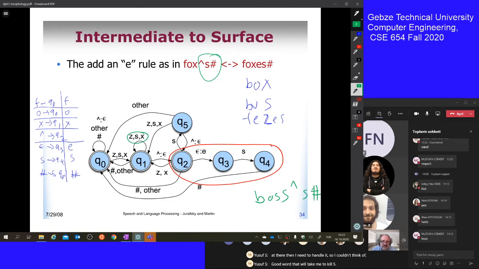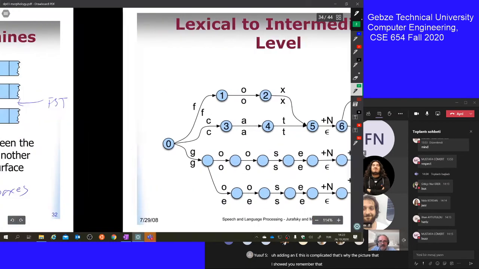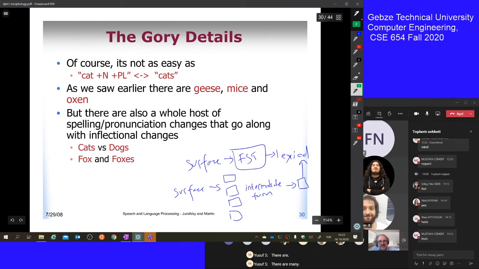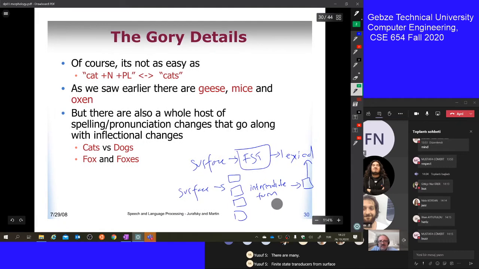Okay, but it looks like if you see an S, you just go there, and if you see a caret, you come back. Because the only way to move from Q1 to Q2 is the caret, and caret is not used for only this rule, there are many other rules. So it looks like this thing is complicated. Even such a simple rule like adding an E is complicated. That's why the picture that I showed you, remember the picture, there are many finite state transducers from surface to intermediate or intermediate to surface, okay?